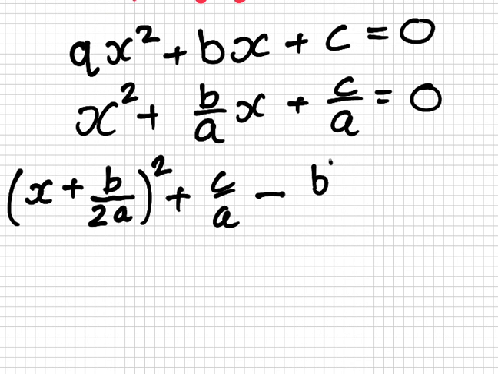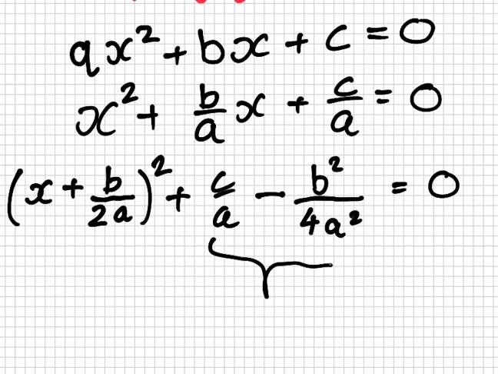So that's b squared over 4a squared equals 0. I'm doing completing the square. It just looks more difficult because there's no numbers, but it's still completing the square. So how do you get b squared over 4a squared? That's this middle piece here squared. It's the same, it's just this isn't a single number now. That's the problem.